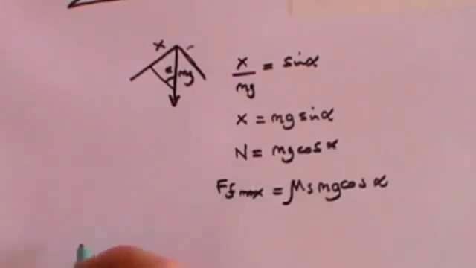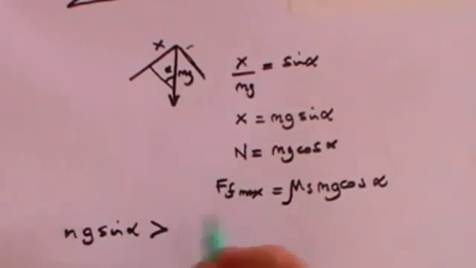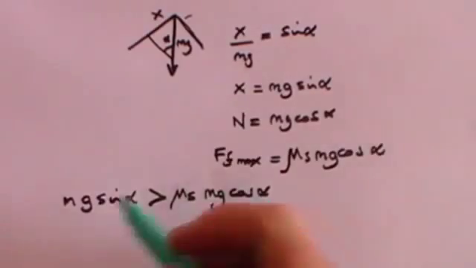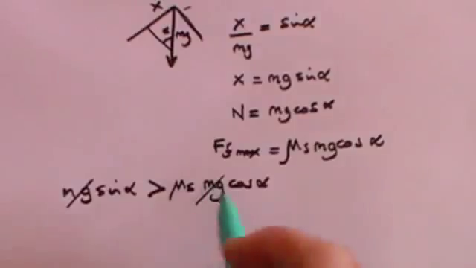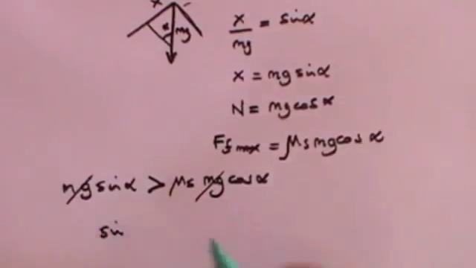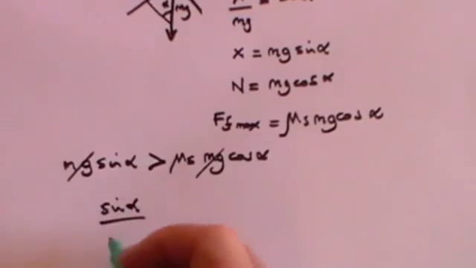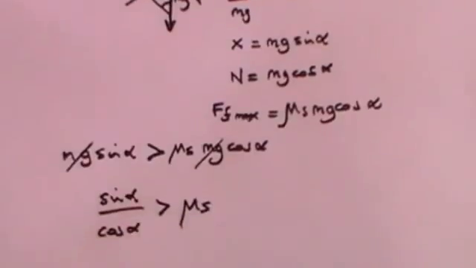So x, which is mg sine alpha, must be greater than the frictional force, which is mu s mg cosine alpha. Well, you can see that the mg's are going to cancel on both sides of the equation, and that means that if you divide both sides by cosine of alpha, sine alpha divided by the cosine of alpha must be greater than mu s.